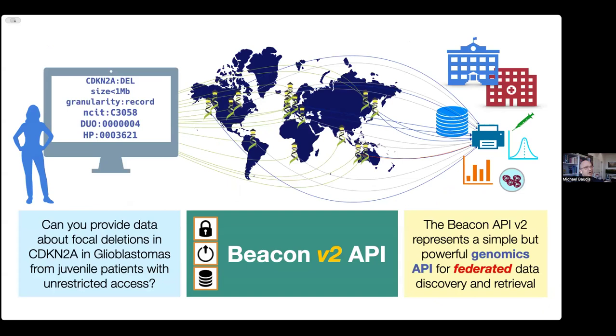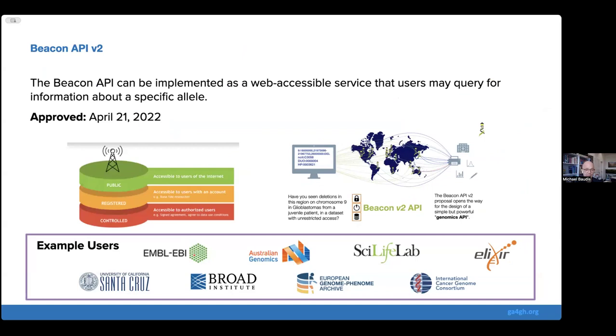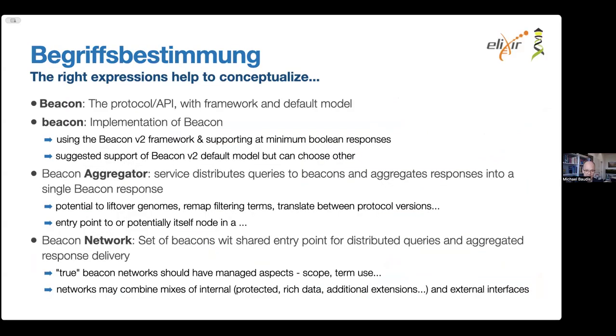So what Beacon V2 can do now is you can run queries which go like this: can you provide data about focal deletions in the CDKN2A gene locus in glioblastomas from young patients? And these should have unrestricted data access, maybe because they are anonymized or so on, because I want to use the data. And this can be done now, again in this federated manner, to all the nodes supporting this. Beacon was approved as an official GA4GH standard in April 2022 and adopted by quite a number of organizations.